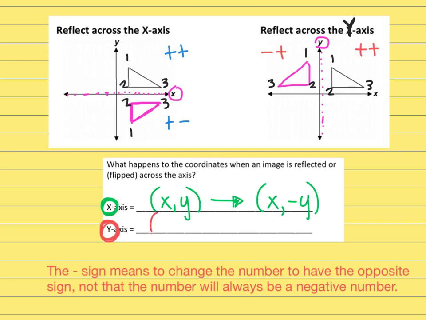So I'm going to write that. If originally it was x, y, both positives, then after it's reflected across the y-axis, the x is going to switch to be the opposite, and the y is going to stay the same.